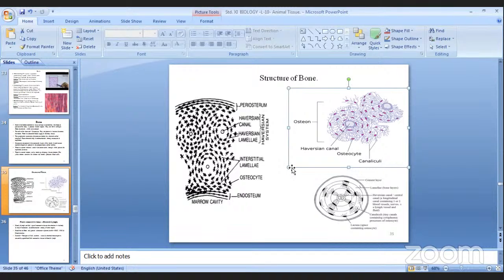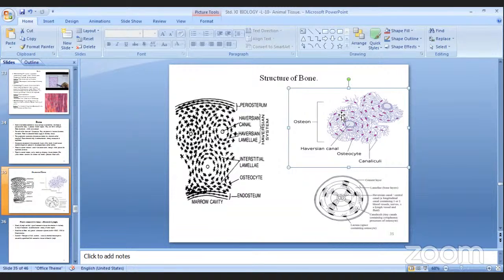Clear? Now here you see each osteon consists of a Haversian canal, and these are known as the lamellae. The concentric rings are known as the lamella or lamellae, singular and plural, I'm telling you. Okay, now these pink structures you can see, these are known as the lacunae, and inside these are present the bone cells, osteocytes or osteoblasts.